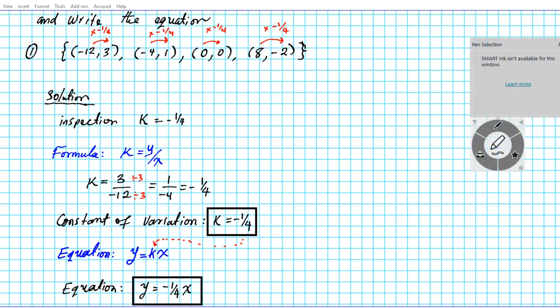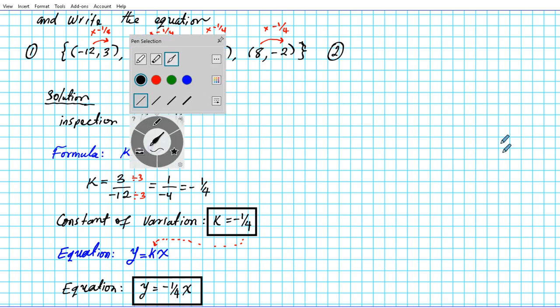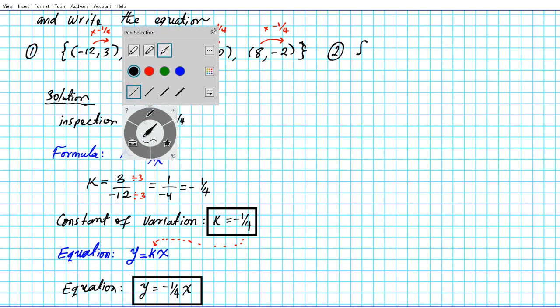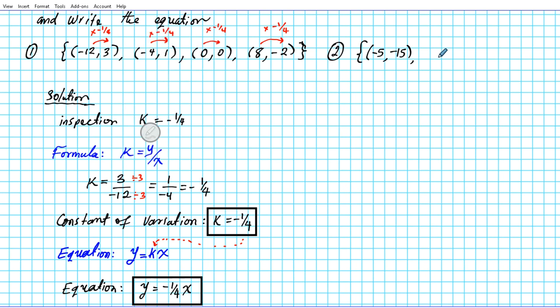Let's say we have another ordered pair. For number 2, we have a set of ordered pairs: negative 5, comma, negative 15. And then we have negative 1, comma, negative 3. And then 2, comma, 6. And then 4, comma, 12.